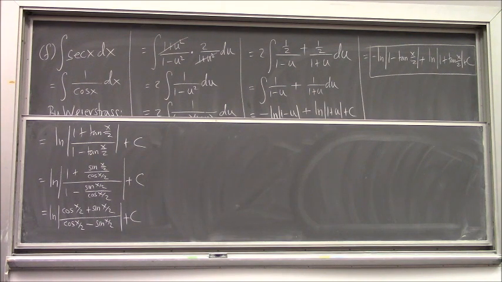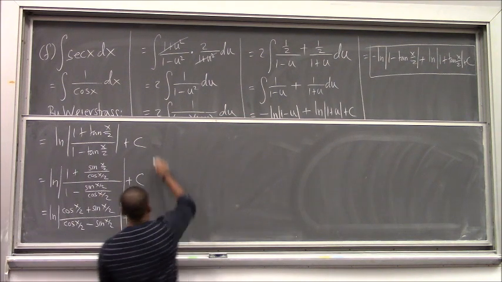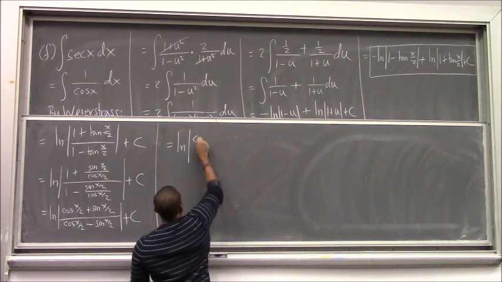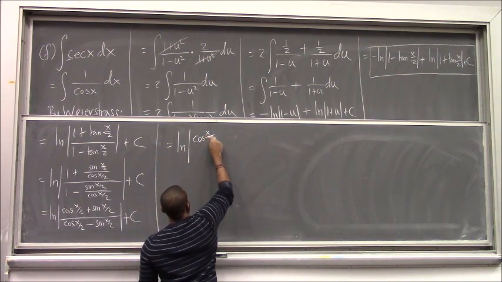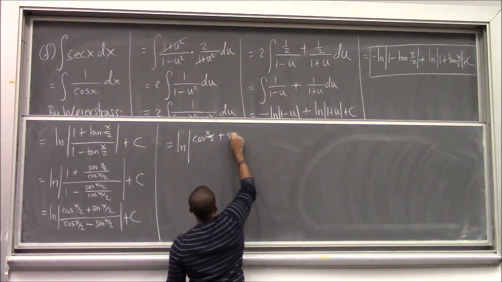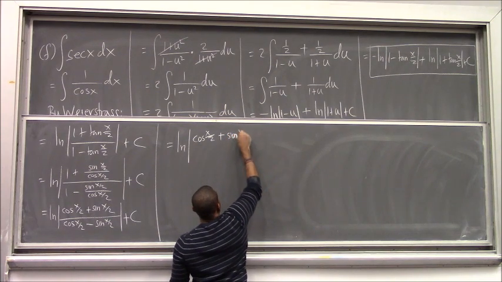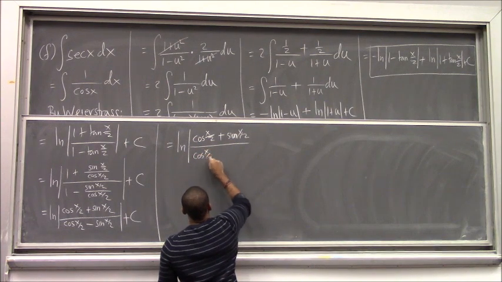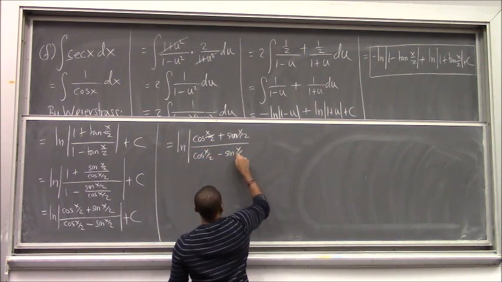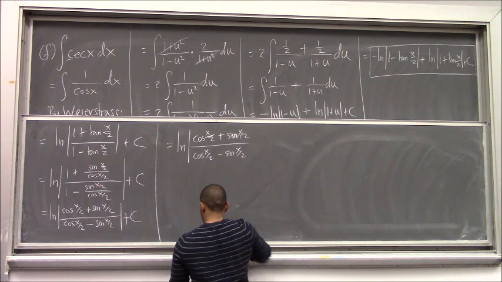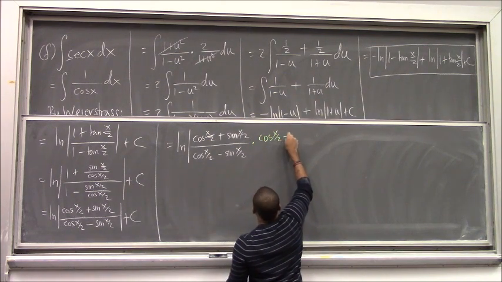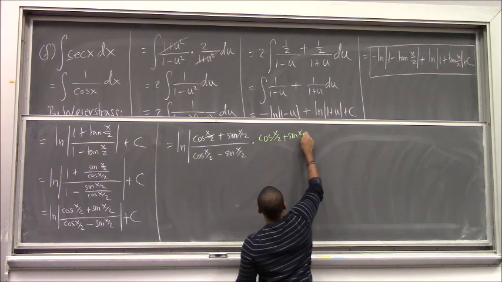Now do you guys see what to do? I think there's hope here. Could we multiply? We get sine of x over 2 over cosine of x over 2 minus sine of x over 2. Multiply by cosine x over 2 plus sine x over 2.